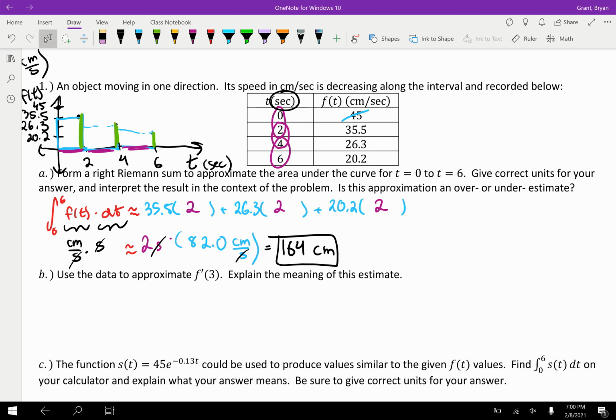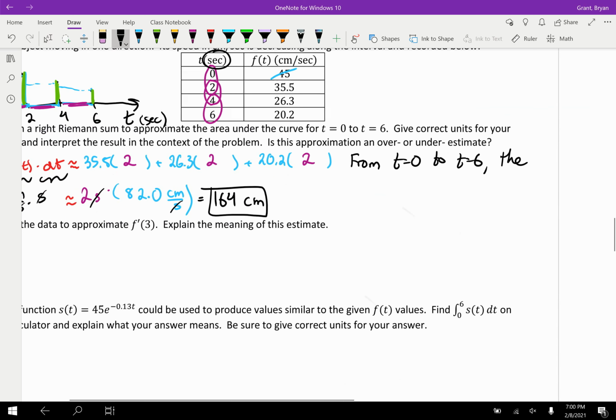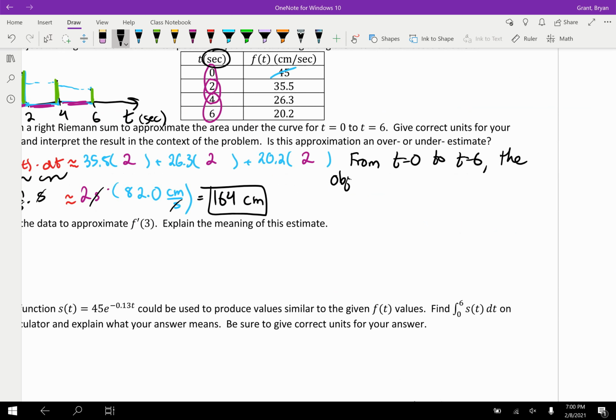Because we had to interpret this result in context of the problem. Well, we found centimeters. That's kind of an amount, or actually I think it's even a distance here, isn't it? So what can we say? Well, I think we can say from t equals 0 to t equals 6, what do they say? They give us, it's an object. The object moves 164 centimeters, right? It's a distance, it's a movement.